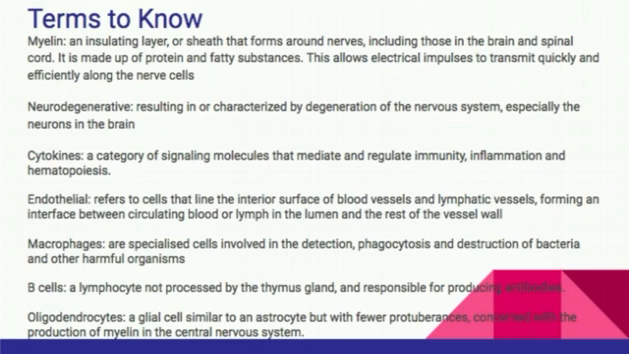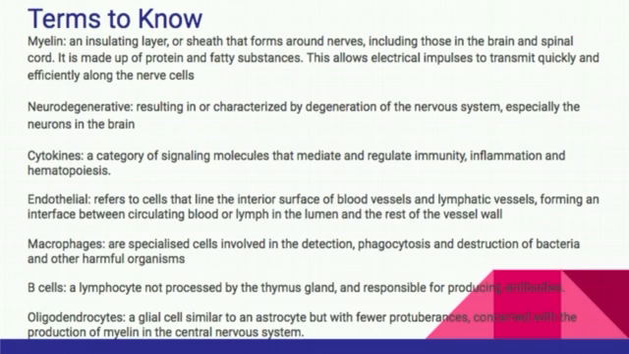The third one is cytokines, which are a category of signaling molecules that mediate and regulate immunity, inflammation, and hematopoiesis. The fourth one is endothelial, which refers to the cells that line the interior surface of blood vessels and lymphatic vessels, forming an interface between circulating blood or lymph and the lumen and the rest of the vessel wall.